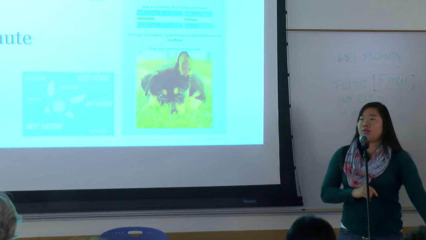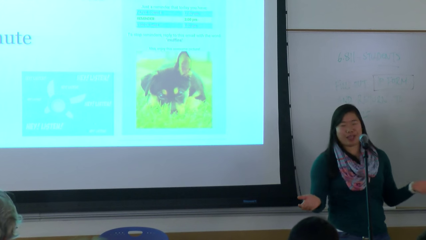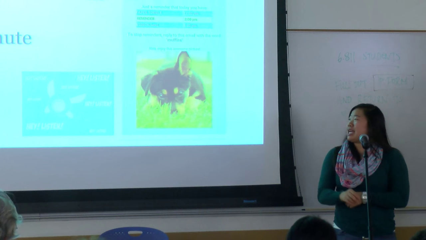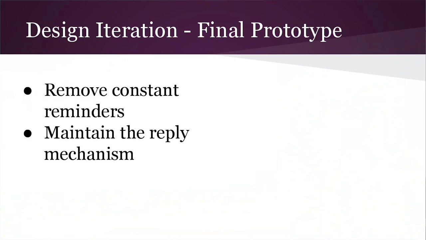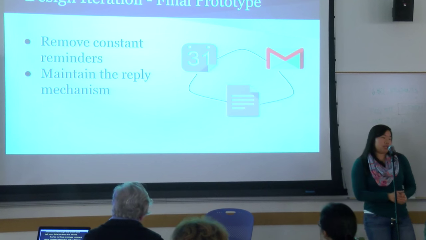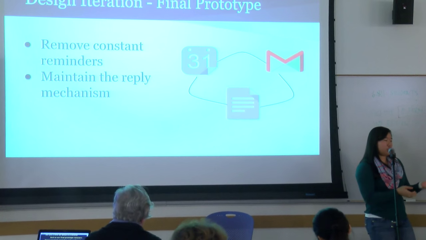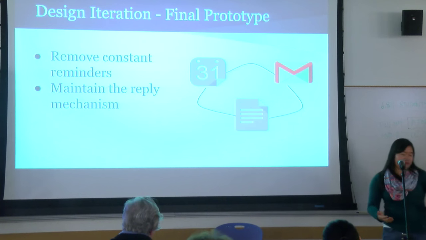And so one thing we found is that he didn't like the continuous spamming of the emails, which I'm sure we can all understand, all relate to. And so we worked through that, which I'll tell you a little bit about in a second. And so our final prototype removes these constant reminders, and so there's just one email that we'll send to him within an hour if he hasn't responded. And then we want to still be able to have this reply mechanism so that we can still make sure that he reads the email. Because as annoying as it is to keep on receiving emails, we want him to look at this email and we want it to be effective.